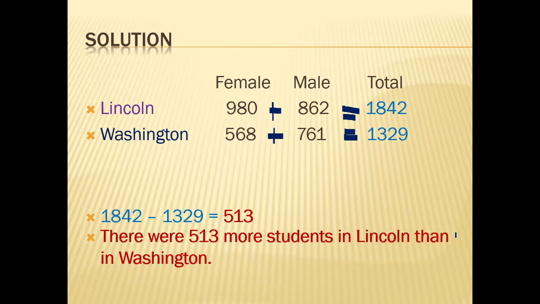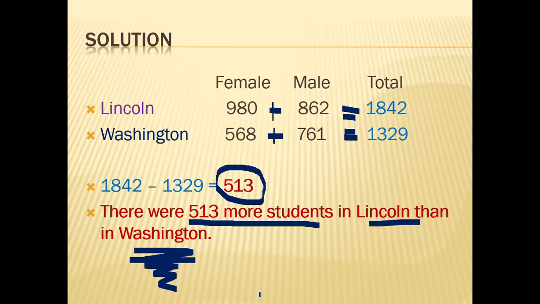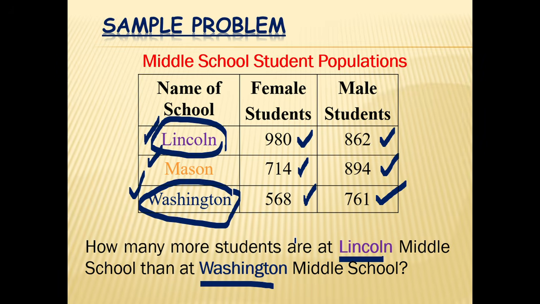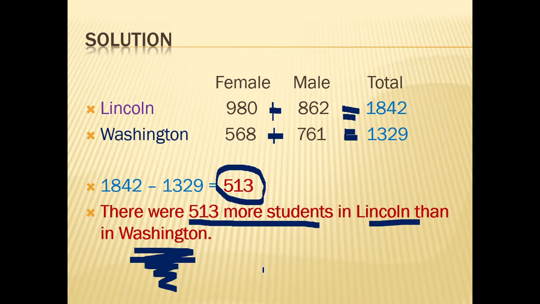So, after that, so you have to look for the difference. So, nakuha natin dito 513. So, nakita natin na there were 513 more students in Lincoln compared in Washington. So, yun. Nasolve natin yung problem. Di ba? Kasi we're looking for the how many more students are at Lincoln compare sa Washington Middle School. So, nakita natin yan na may sobra pa siya ng 513. Ayan. Di ba? Dali lang.